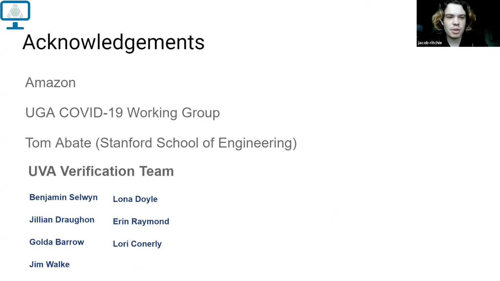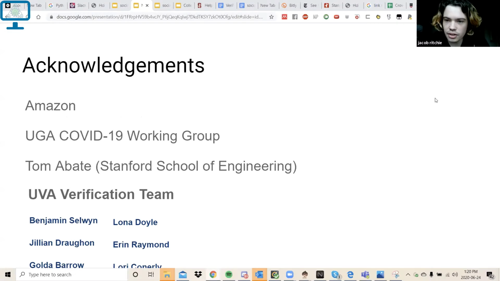I wanted to acknowledge the people who helped us with this project. So Amazon for funding, the University of Georgia actually reached out to us and showed us their data, which has been quite useful in verifying our workflow. Tom Abate, who is an employee at Stanford, helped a lot with the initial push and gathering volunteers, and especially the people at UVA who've been helping us verify this information on top of their ordinary workloads. It's been very, very helpful, and we wouldn't have been able to do it without their support. So thanks, especially to Golda and Aaron who are on the call.